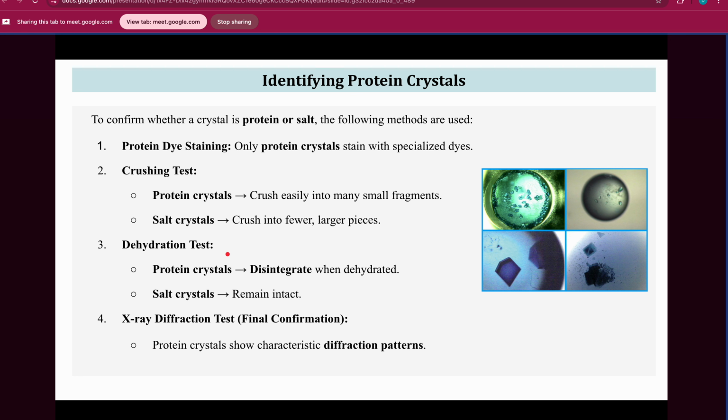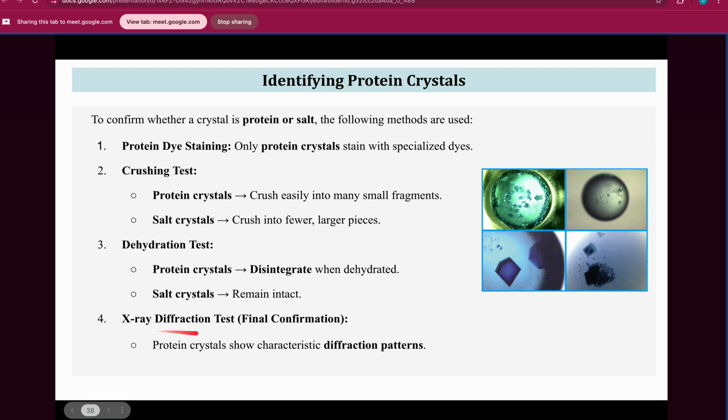The next test is the dehydration test. As we know, protein crystals are composed mainly of, they have, a lot of water, a lot of solvent inside them. So they will disintegrate as soon as they get dehydrated, whereas salt crystals still remain intact. So this is also one of the methods with which you can distinguish whether the crystal is a protein crystal or a salt crystal.